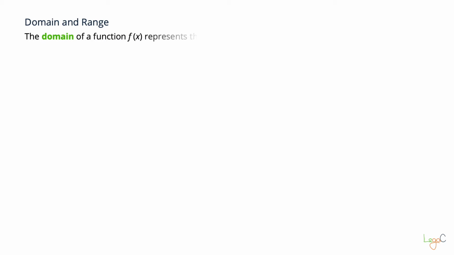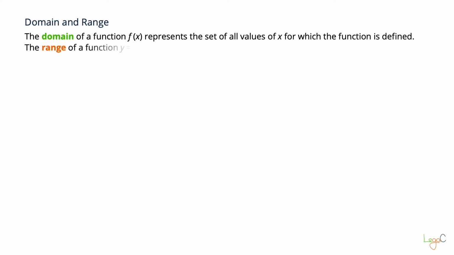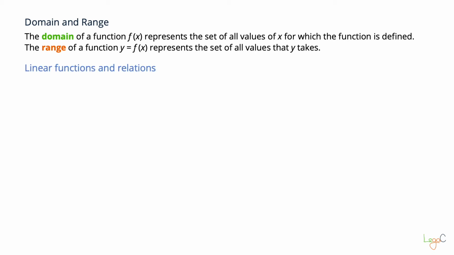The domain of a function f of x represents the set of all values of x for which the function is defined, while the range of a function y equals f of x represents the set of all values that y takes. In this video, we are going to look at the domain and range of linear functions and relations. A linear function has domain R and range R, where R is the real number set.